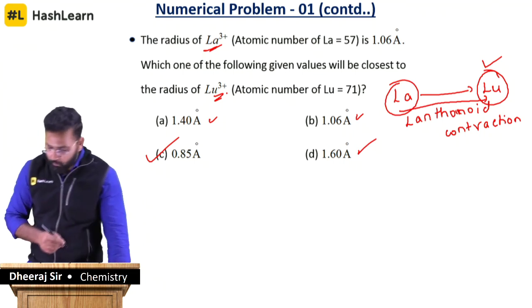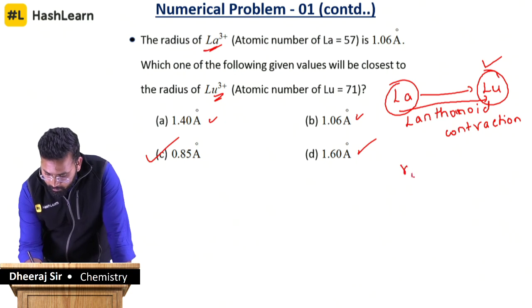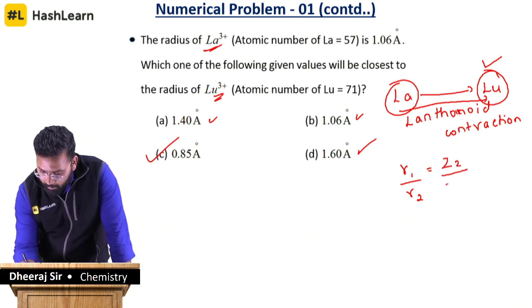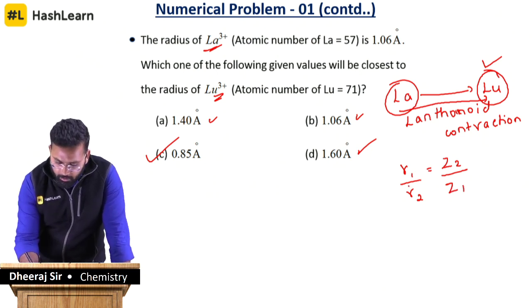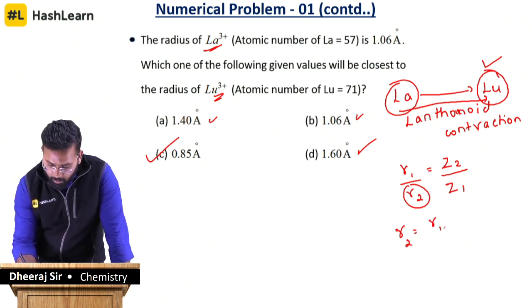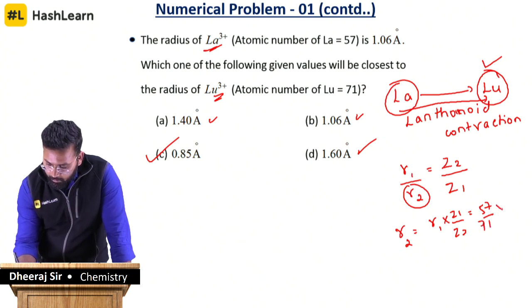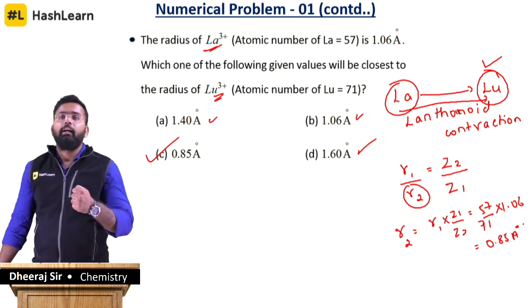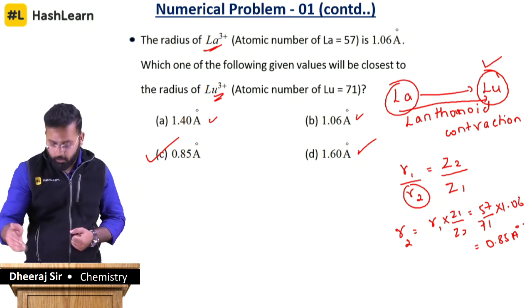If you want to find it quantitatively, we have a relationship, guys. Radius of 1 divided by radius of 2, it can be any two elements, is equal to the atomic number of 2 divided by the atomic number of 1. If lutetium is the second element, R2 is equal to R1 into Z1 by Z2, which is 57 divided by 71 into 1.06, which will exactly give you 0.85 angstrom. So if you have time and a question asks for the exact answer, you can go to this method.